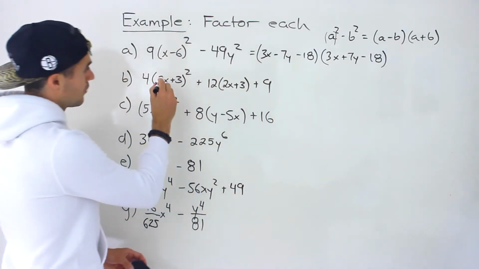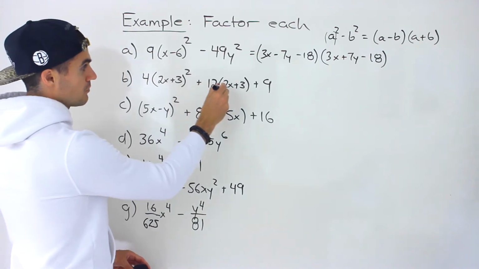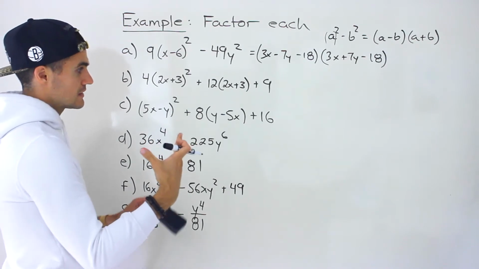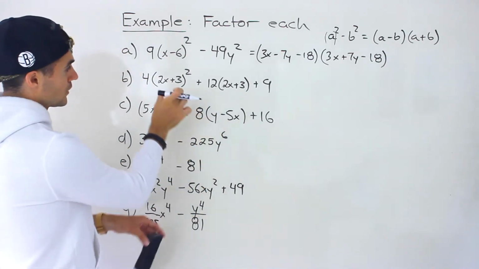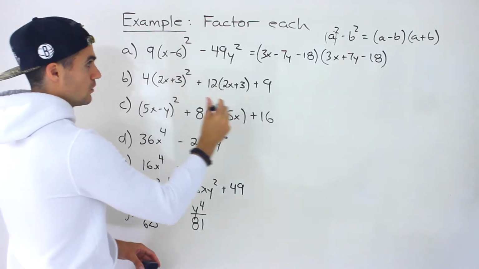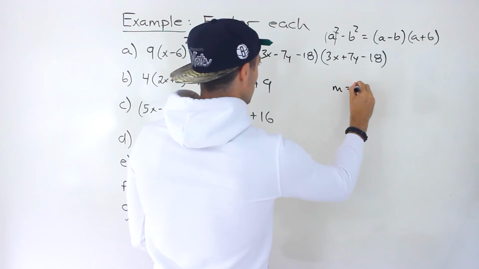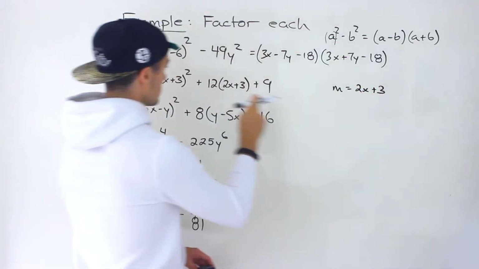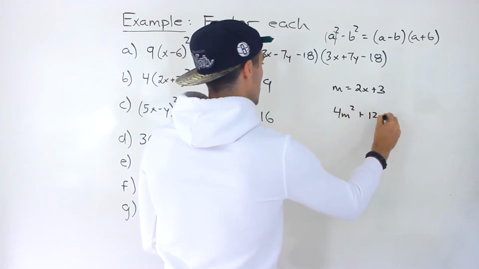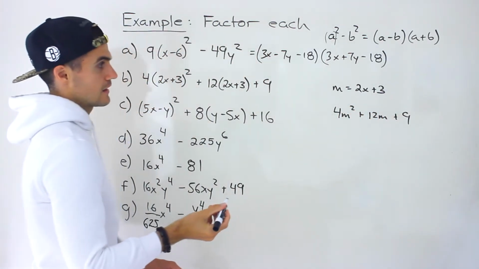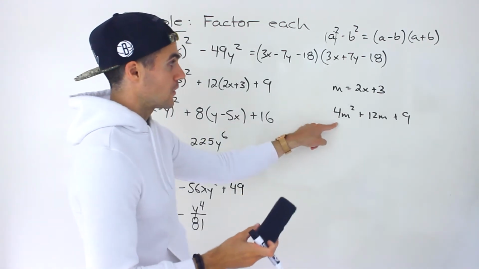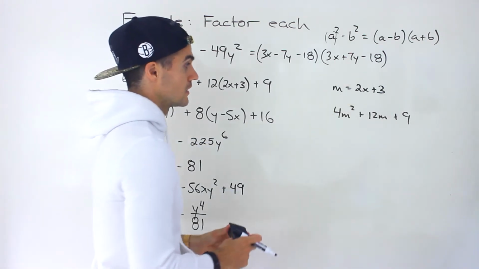part B, we have 4 bracket 2x plus 3 squared plus 12 bracket 2x plus 3 plus 9. So whenever you get something like this, again, we've done questions like this before where you notice you're dealing with the same bracket. What we can do is we could let m equal 2x plus 3. So then we could rewrite this as 4m squared plus 12m plus 9, like that. And now notice we're dealing with just a quadratic. We could factor that quadratic and then bring that 2x plus 3 back.